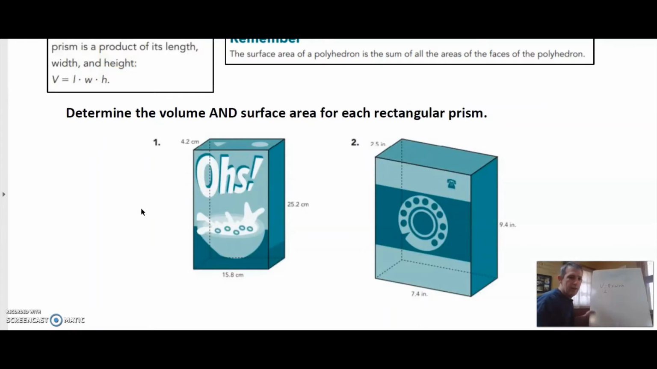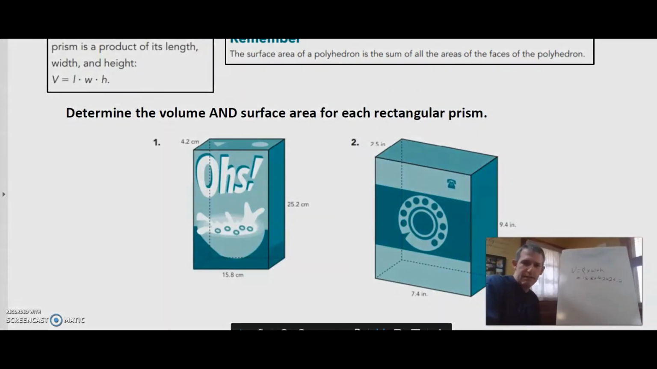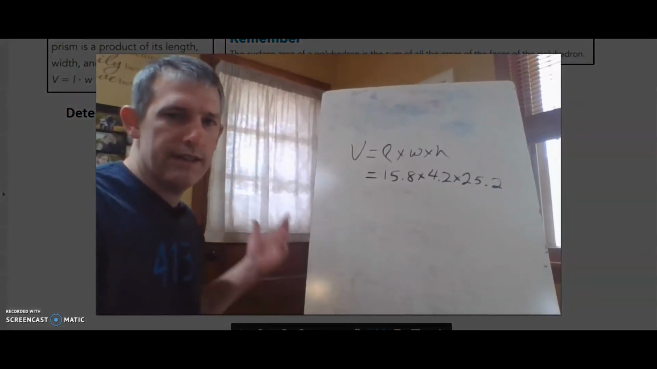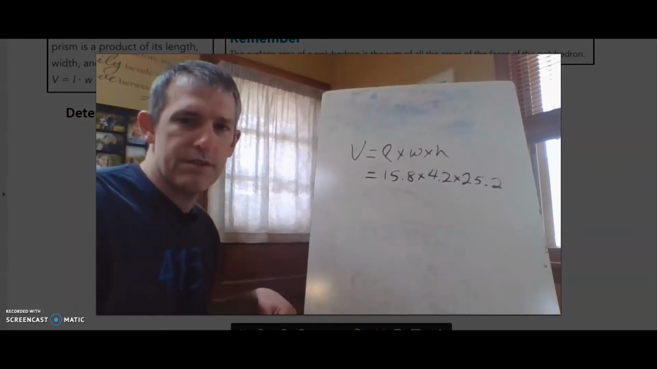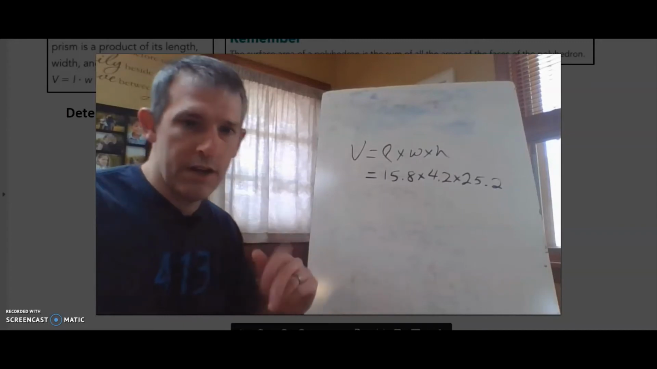And our length is 15.8, sorry. Our width is 4.2, and our height is 25.2. I'm not really worried about what number I put where because we're multiplying them all together anyway, so it doesn't matter what order. In case you can't see, since I'm in this tiny corner, that's what I've got: 15.8 times 4.2 times 25.2. And this is the volume part of that.